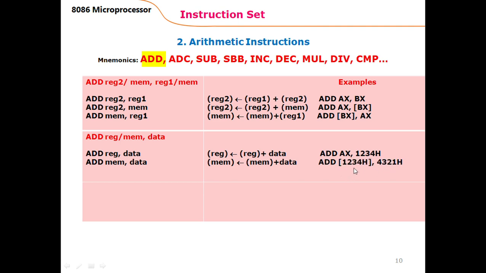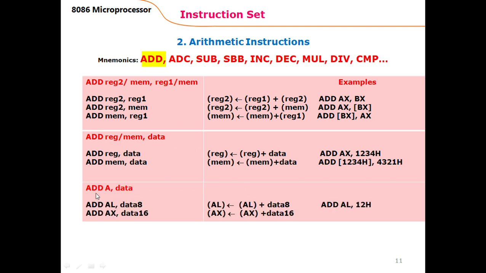So this example is where the memory is the destination, and the immediate data is provided as part of the instruction. The immediate data provided as part of the instruction is added with the content of this memory location, and the result is stored at the same memory location. Here is an example where this 432H in hexadecimal is a 16-bit value. This 16-bit value is added with the 16-bit content in the data segment memory location addressed by this offset address, and the result is stored back into the same memory location.